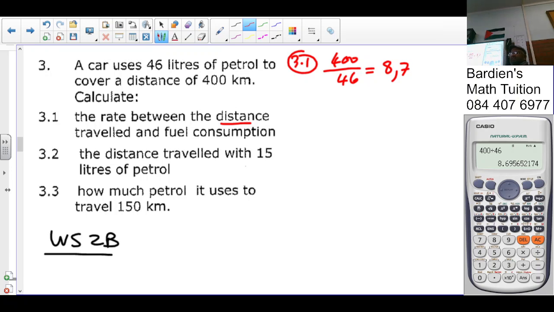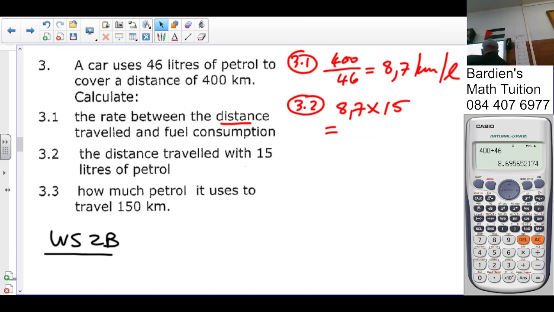You guys understand? 8,7 what? Kilometers per liter. So they will cover 8,7 kilometers, and the car will consume 1 liter. You guys understand? Right. Then in 3.2, the distance travelled with 15 liters of petrol. So if 1 liter is 8,7, it's going to be 8,7 multiplied by 15.